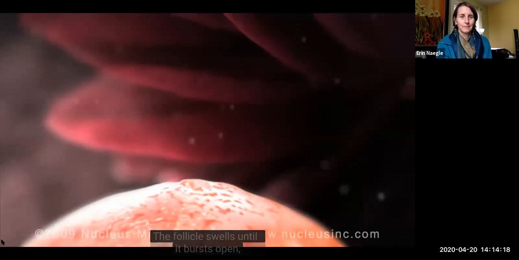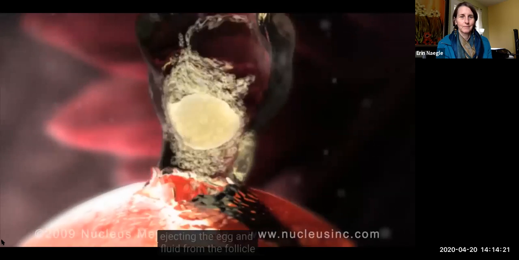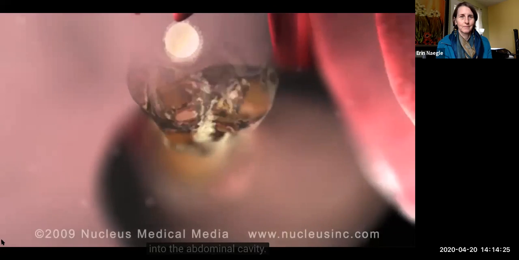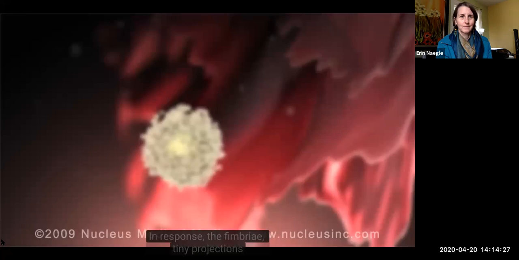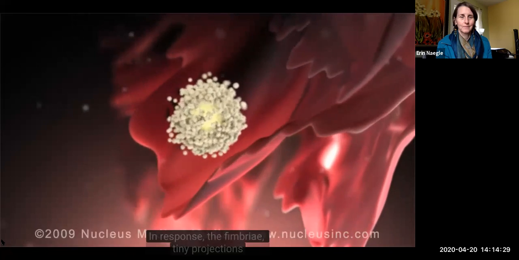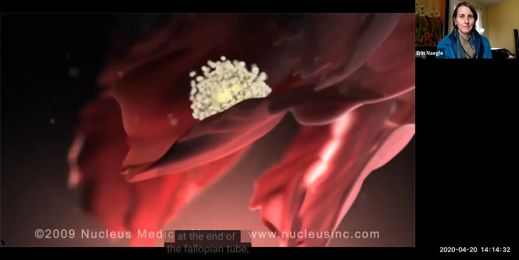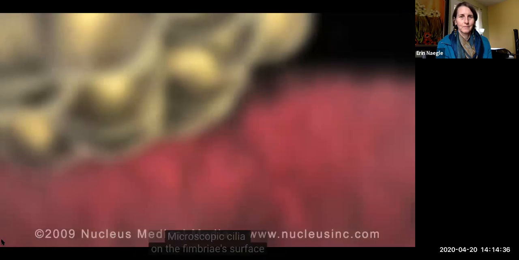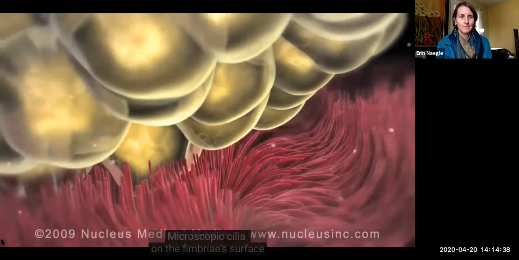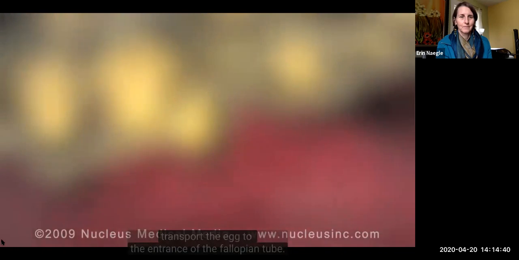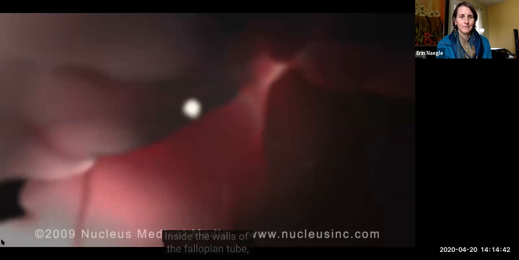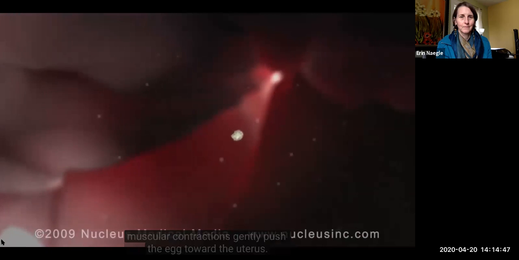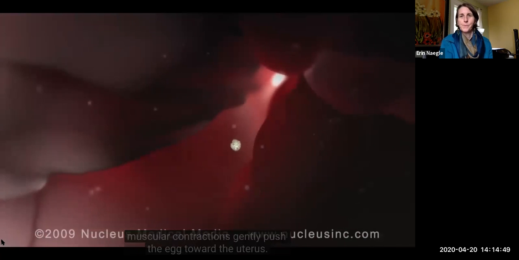The follicle swells until it bursts open, ejecting the egg and fluid from the follicle into the abdominal cavity. In response, the fimbriae, tiny projections at the end of the fallopian tube, sweep across the ovulation site and pick up the egg. Microscopic cilia on the fimbriae's surface transport the egg to the entrance of the fallopian tube. Inside the walls of the fallopian tube, muscular contractions gently push the egg towards the uterus.